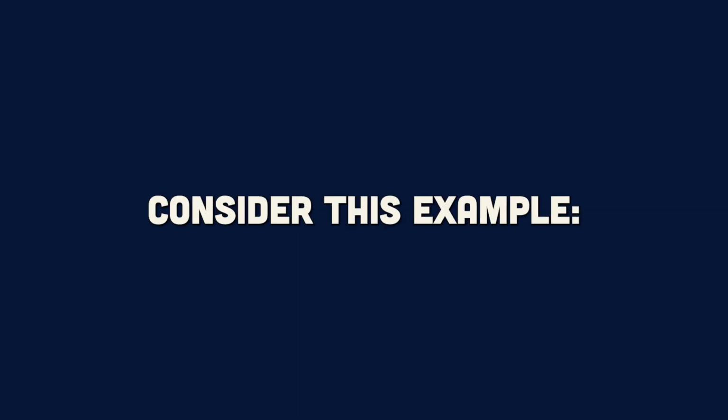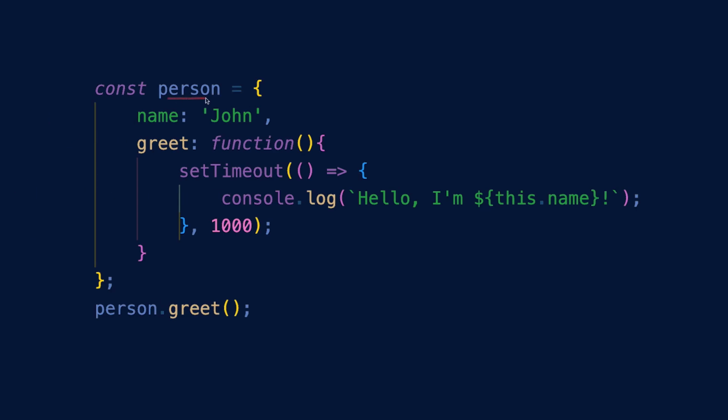Consider this example. We have an object called person with a greet method. Inside the greet method, we use a setTimeout function to log a greeting message after 1 second. Notice how we use an arrow function as the callback function for setTimeout. By doing so, the arrow function inherits this value from its surrounding code, which is the person object. This allows us to access the name property of the person object within the arrow function.